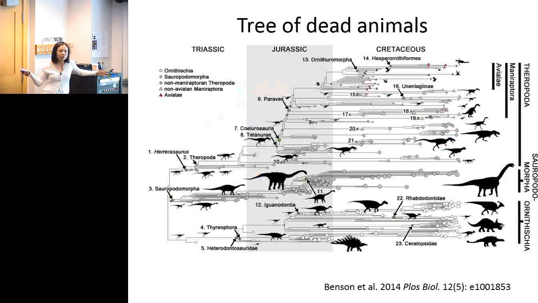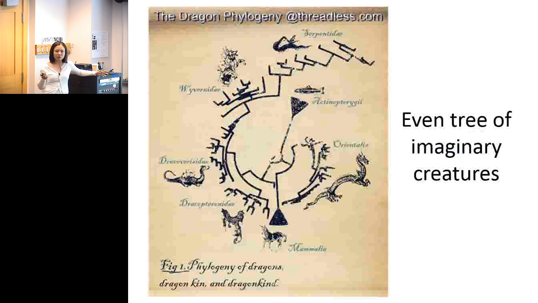You can also build trees of dead animals using morphological characters. You can even build a tree of imaginary creatures. This is actually a t-shirt you can buy online.